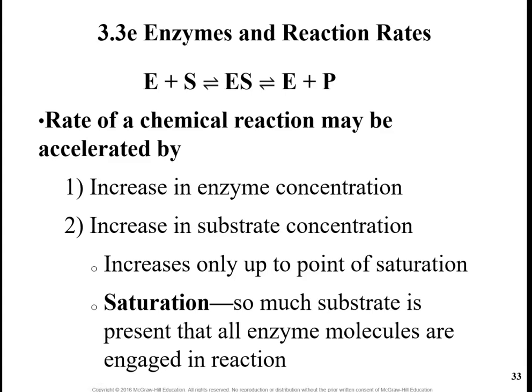The rate of this chemical reaction can be increased by either 1, increasing the enzyme concentration, or 2, increasing the substrate concentration, right? So if you increase enzymes here, it's going to push this reaction to the right. If you increase substrate here, it's going to push this reaction to the right. But it's important to know that if you increase substrate, you're only going to get an increase up to a certain point, and that point is known as saturation. Saturation occurs when all enzyme molecules are presently engaged in a reaction and they cannot bind more substrate.